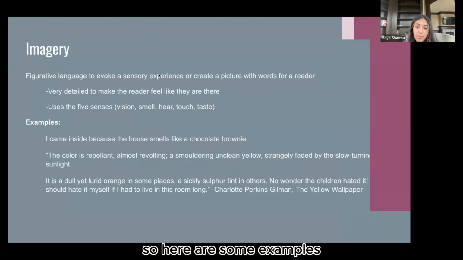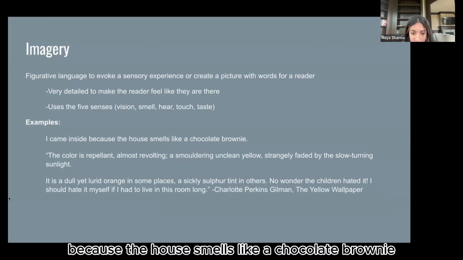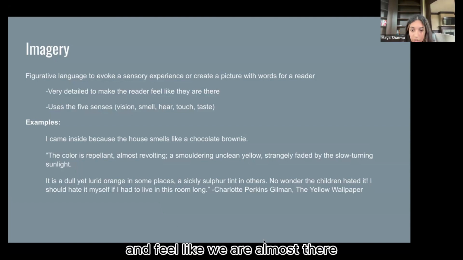So here are some examples, and I didn't put any photos so that you can really try to visualize it in your mind. I came inside because the house smells like a chocolate brownie. So we can sense it and smell it in our minds and feel like we are almost there. And then here's a more poetic example from Charlotte Perkins Gilman from The Yellow Wallpaper.